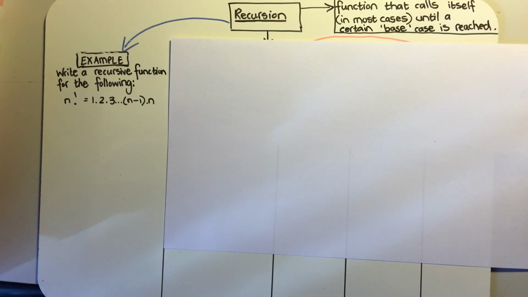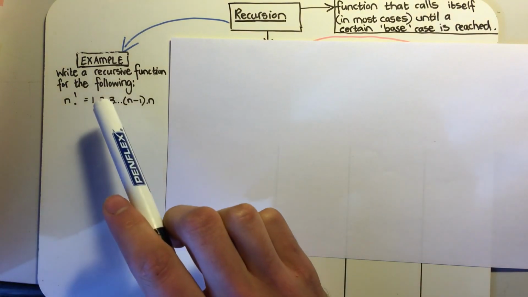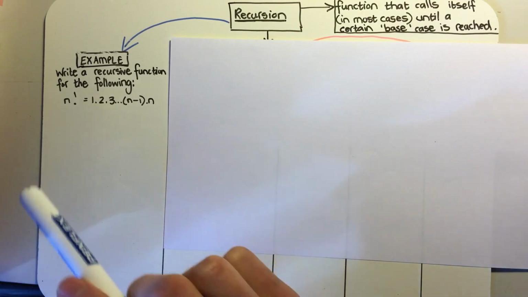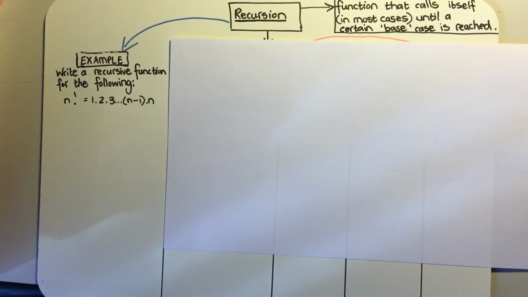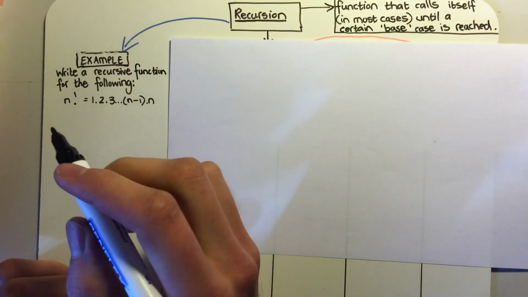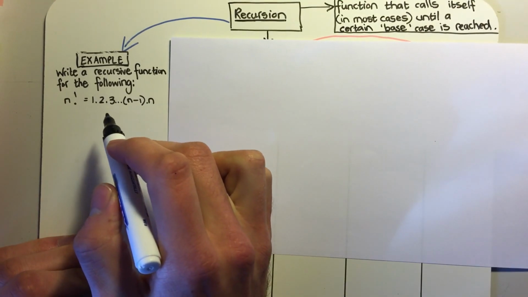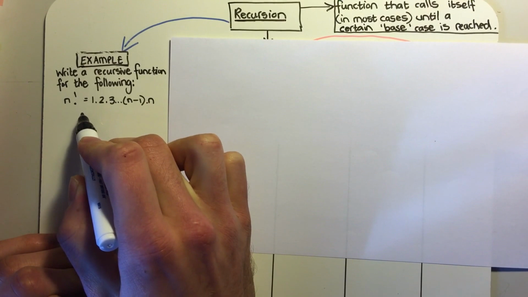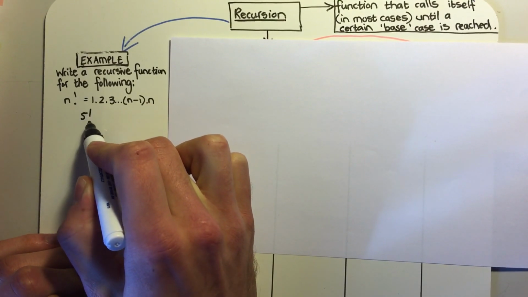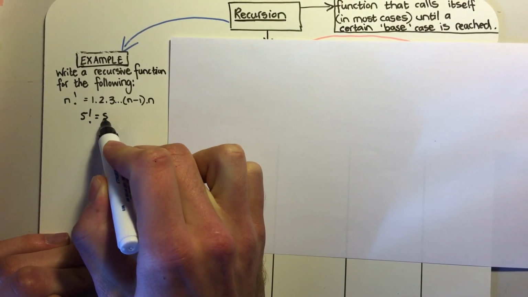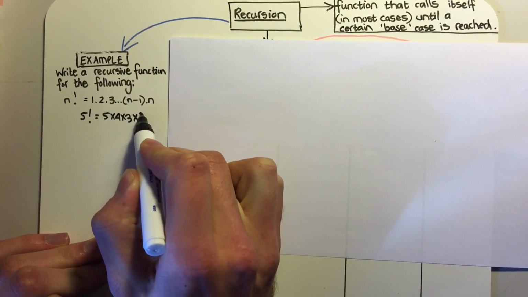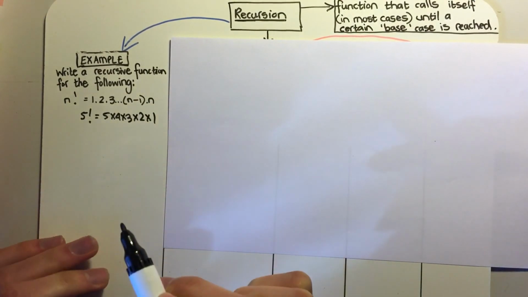So let's look at a quick example. It asks us to write a recursive function for the following: the factorial function. So let's look at an example of a recursive function. So if I, for example, have 5 factorial, then that would mean 5 times 4 times 3 times 2 times 1.